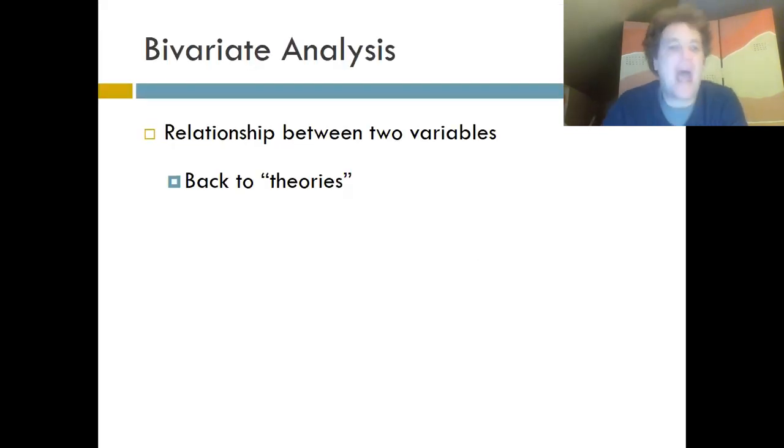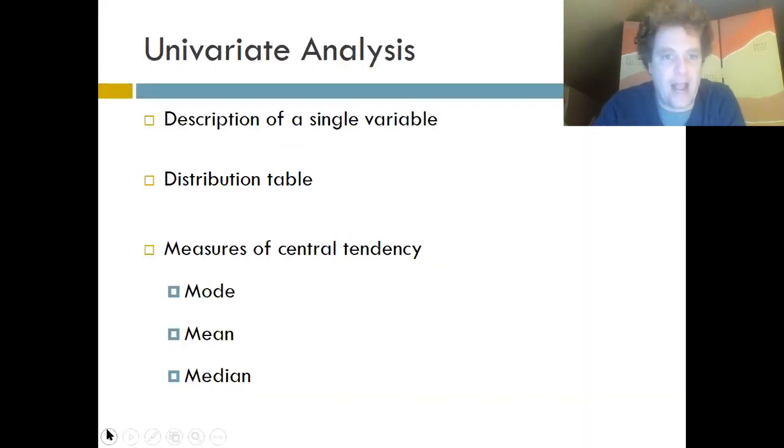Okay, so that is univariate analysis. You're describing a single variable. You do this by looking at a table, and then you can figure out what the average is by using these measures of central tendency: the mode, mean, and median.